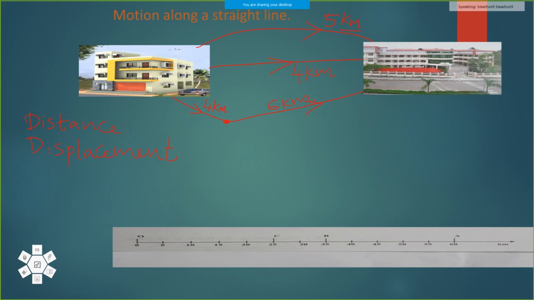So, the length of your pencil, the height, our height, we measure in meter. Then the length of the pencil in centimeter. So, we can measure length in meter, centimeter, kilometer, and so many ways. And there is a standard unit, but there are so many. What is that called? Unit. So, there is a standard unit to measure distance and displacement.